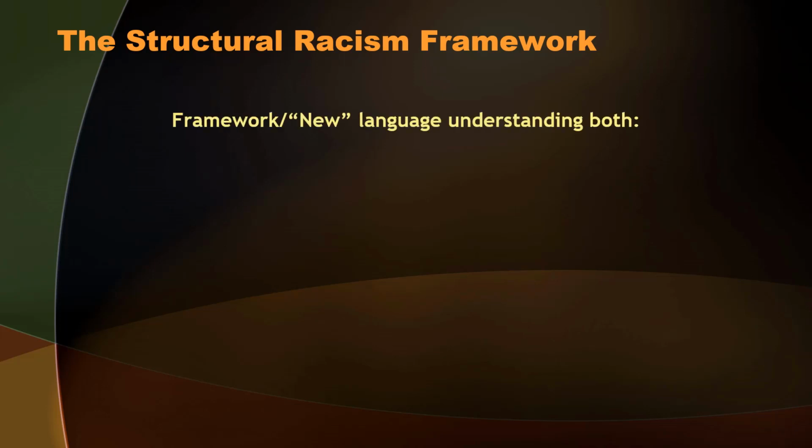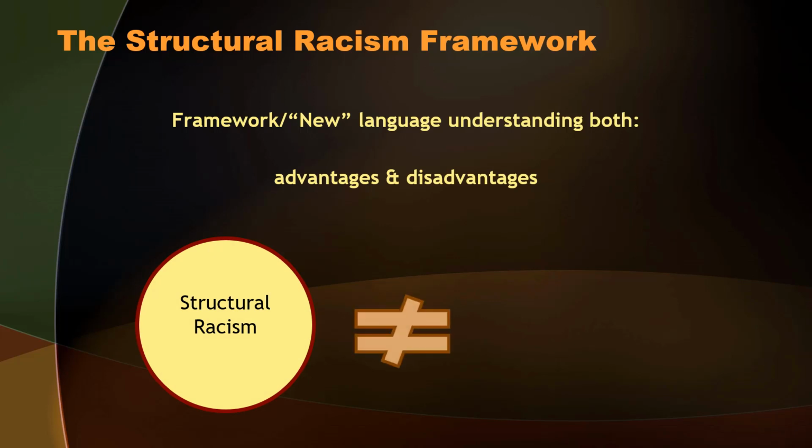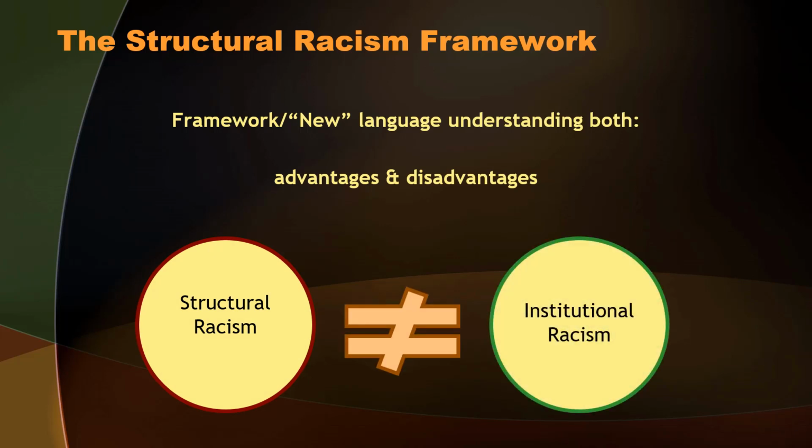So this framework allowed us to have a new language for understanding both advantages and disadvantages in current society. And when I say new, it's not new anymore really, but at the time, it really helped us to understand the difference between structural racism and institutional racism. Sometimes these terms are used interchangeably, but conceptually they are different.